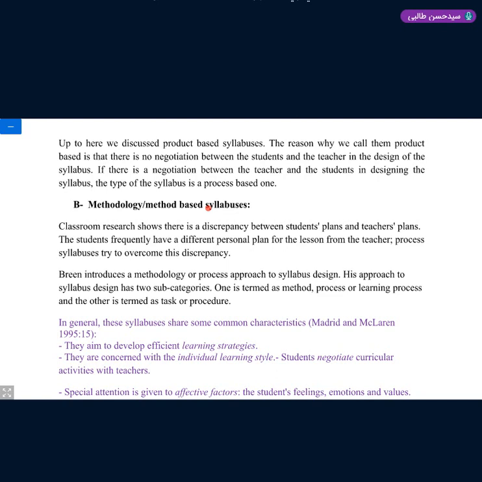Well, look, we mentioned earlier that we have two types of syllabuses. The first type is called product-based syllabus, and the second type is called process-based syllabus. Okay. In category B, what is there that makes it different from category A? In all the syllabus types that we mentioned so far, there is no negotiation between the teacher and the student or the students.